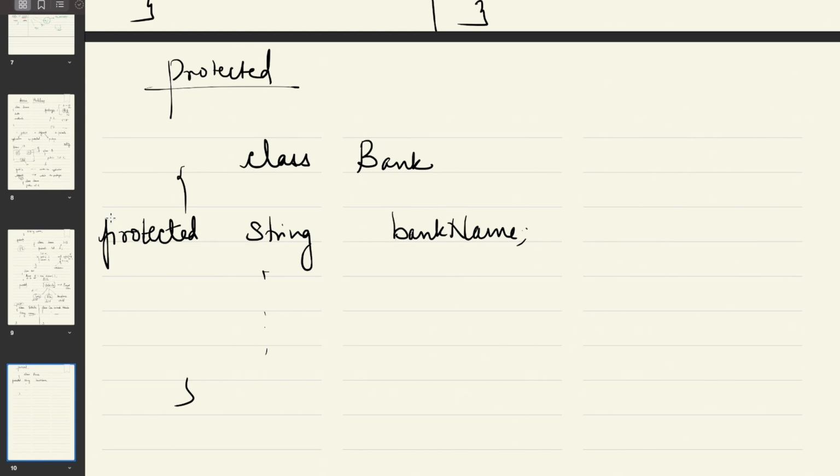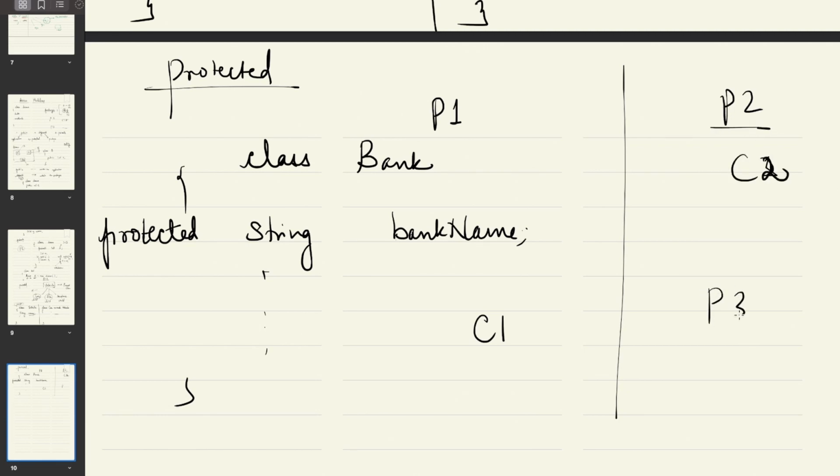The reason is, suppose this bank was declared in package P1. It is possible that one child of this bank can be present inside package P1, and another child can be present in package P2, say C2, and another child in another package, and so on. If you make it default, only the classes present inside P1 will have access to it. Even those classes which are not children of bank will also have access to your bank name. But what is our requirement? We want only the child classes of the class bank to have access to the bank name.